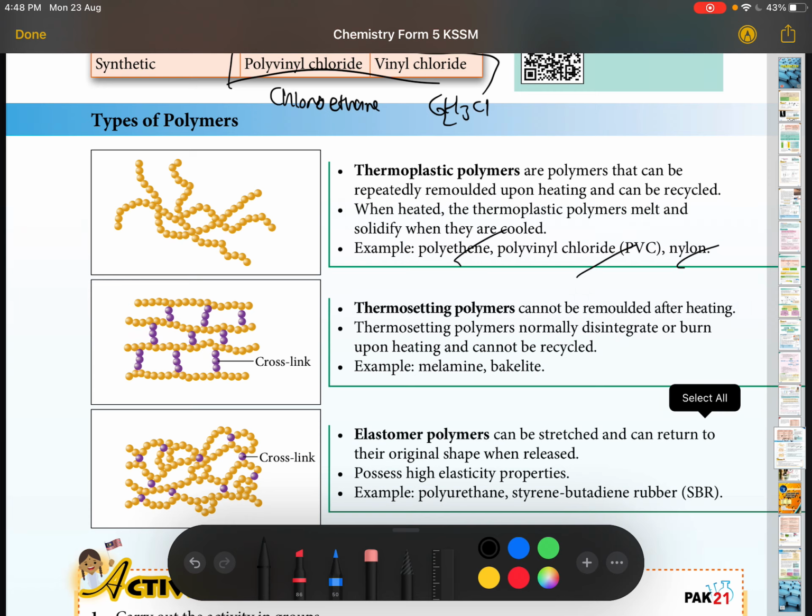Stuff like PVC. When you heat the PVC, then it melts. You can remold it, and then you can cool it back down so it becomes something else.